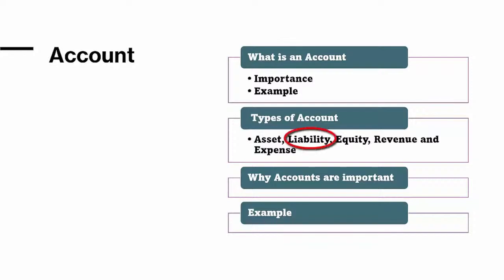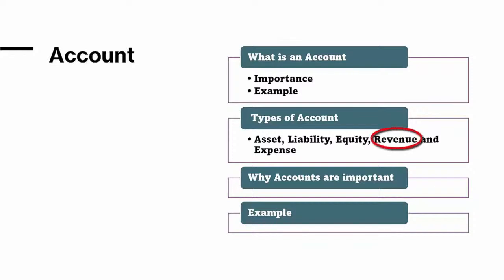2. Liability accounts. Liabilities are amounts the business owes to others. Examples: accounts payable, money owed to suppliers, loans payable, money borrowed from a bank, and tax payable, taxes owed to the government. 3. Equity accounts. Equity represents the owner's interest or claim in the business after all liabilities are subtracted from assets. Examples: capital, owner's initial investment and retained earnings, profits that are kept in the business.